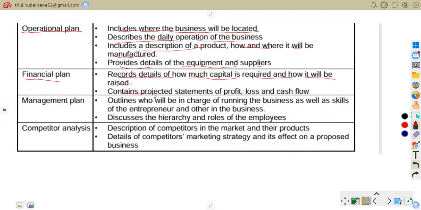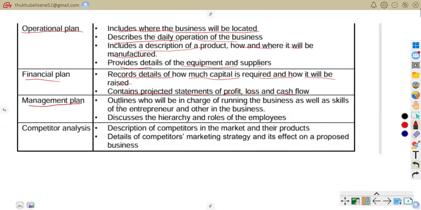It contains projected statements of profit, loss, and cash flow. So it predicts the business's future financial performance. Like we can talk of estimated first year profit, let's say it's 250,000. That is that. Then we have the management plan as one of the components.